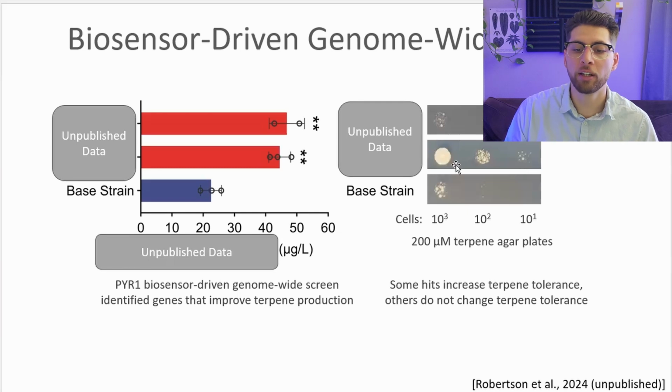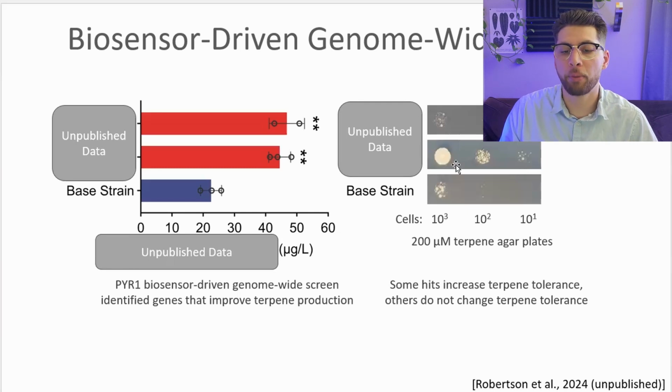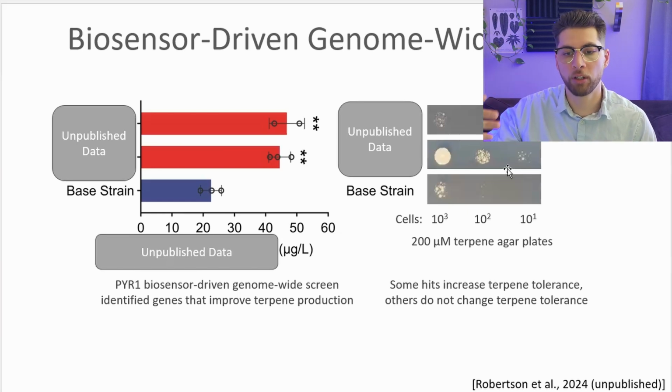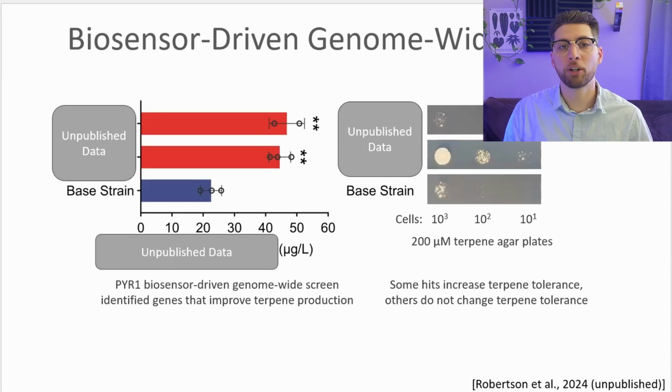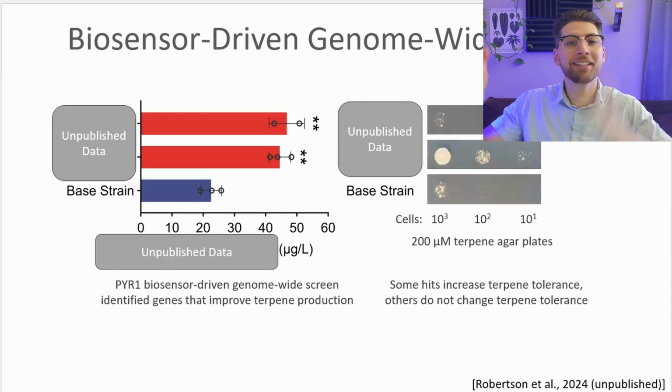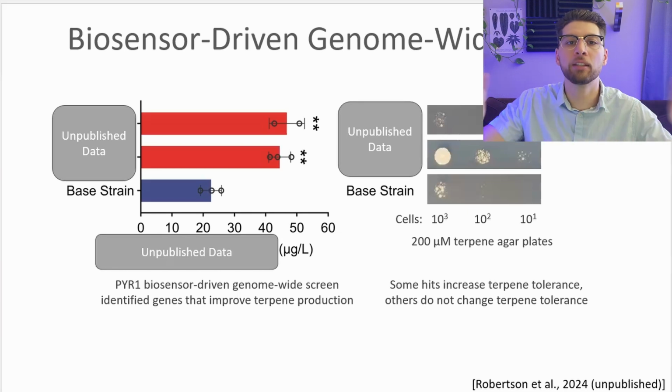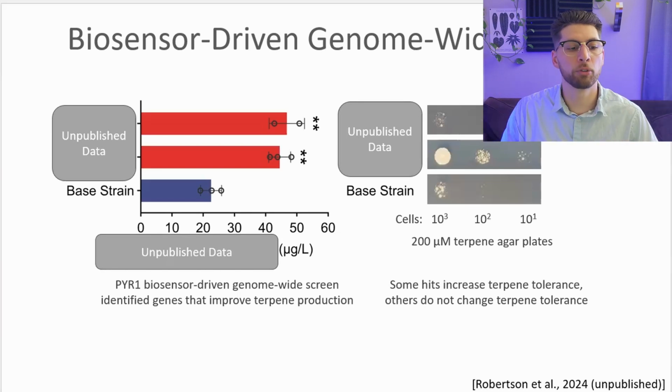So this strain, apparently, at least we're hypothesizing that it's producing more terpene because it's overcome some sort of tolerance burden, right? And then this top strain here is producing more terpene from some completely different mechanism. So this is really cool. This one screen has yielded two completely different mechanisms for producing more of this terpene.